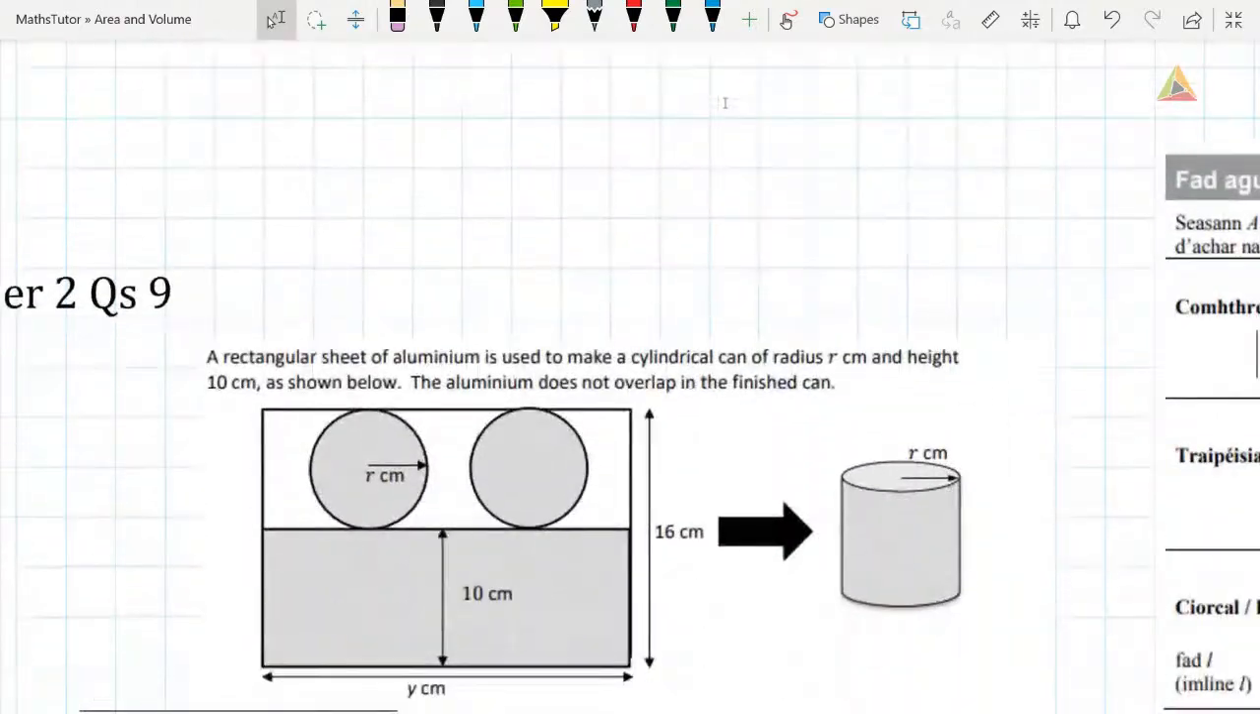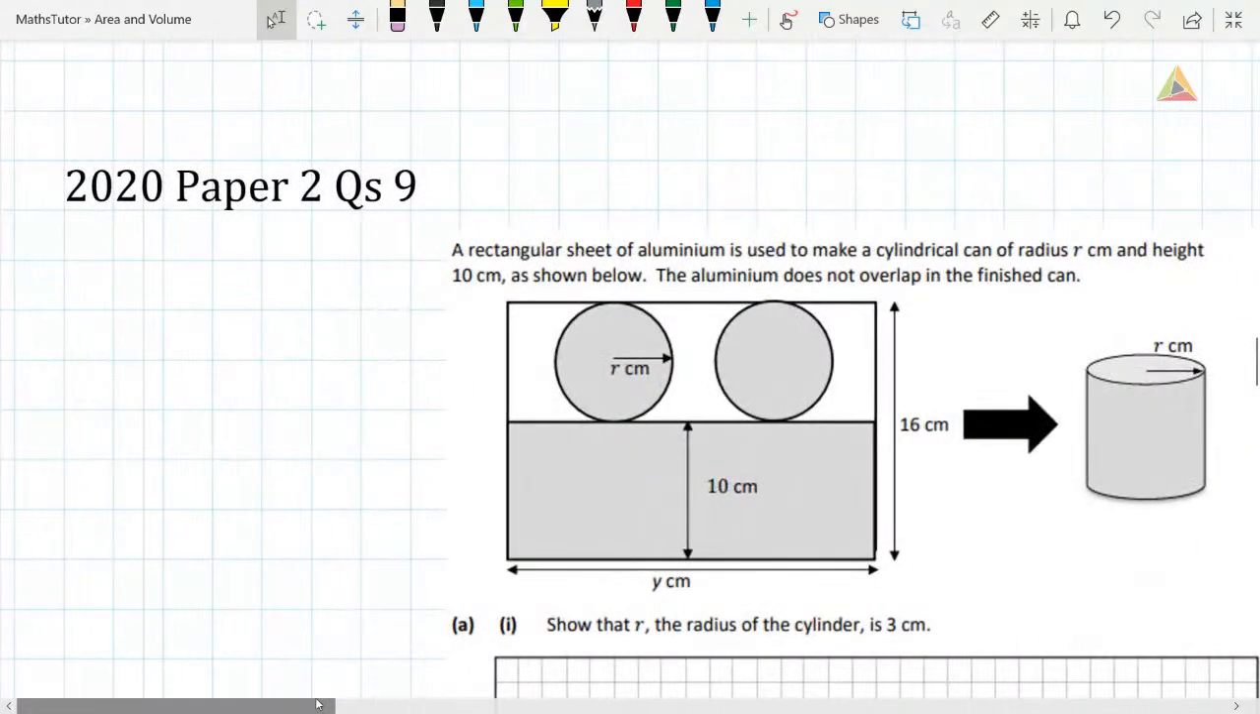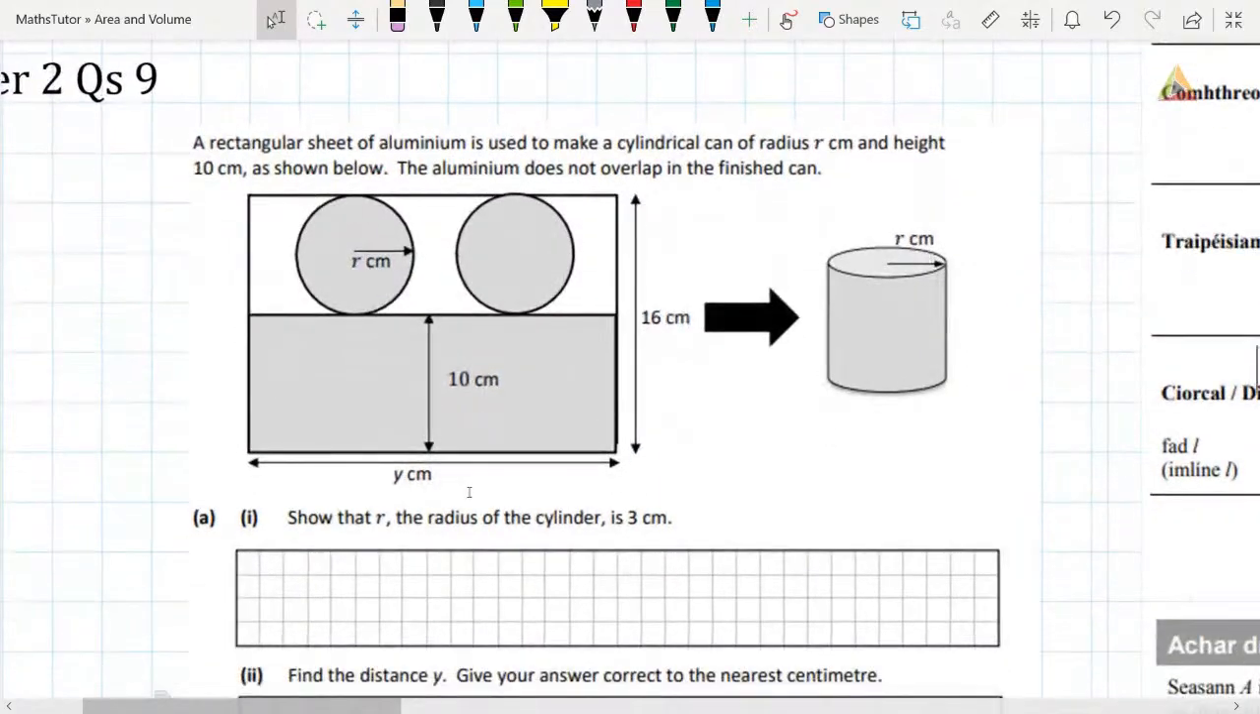The next question that we're going to look at is a paper 2 question again, and this is 2020 paper 2 question 9. So this question says a rectangular sheet of aluminium is used to make a cylindrical can of radius r centimeters and height 10 centimeters as shown below. The aluminium does not overlap in the finished can. So that means that we're just using this sheet and there's not going to be any piece overlapping when we fold it around.